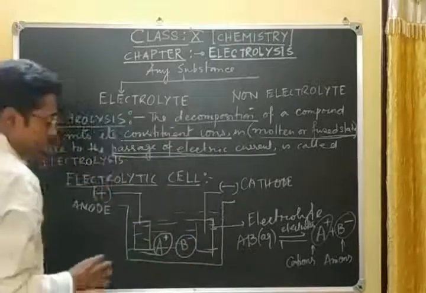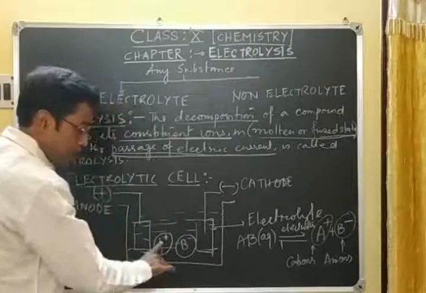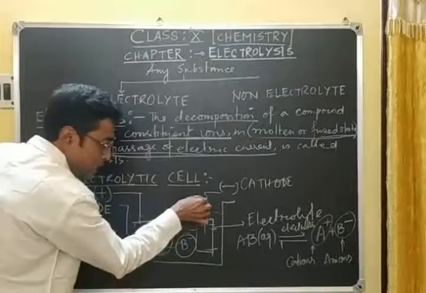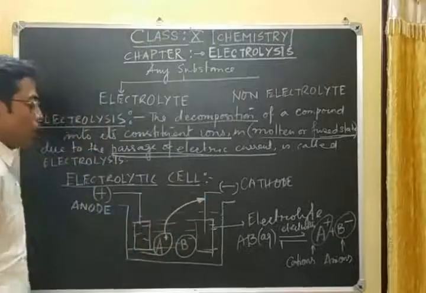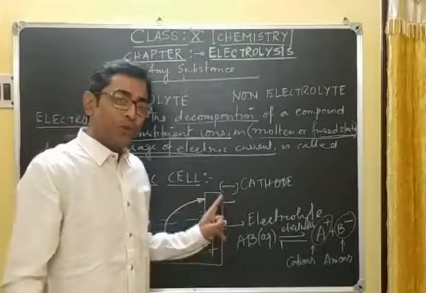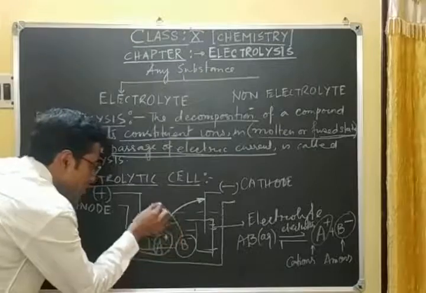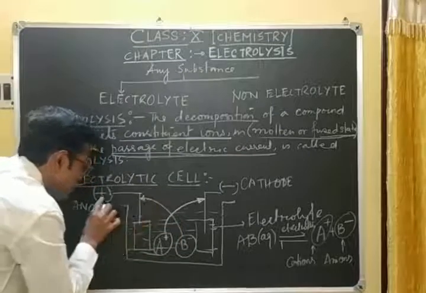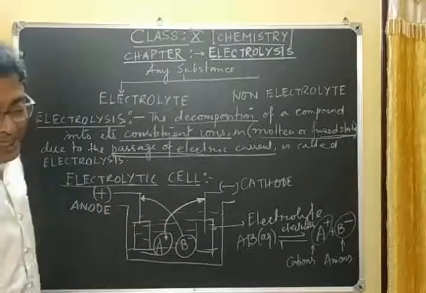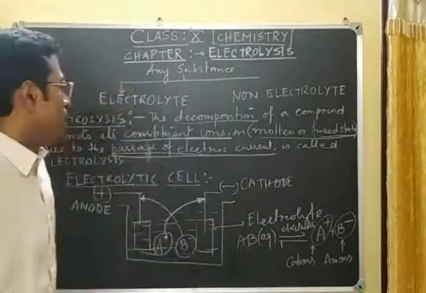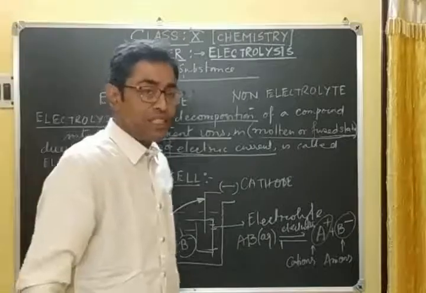So this cation, the positive ion, always goes to the negative terminal due to electrostatic force of attraction. So cation always goes to the cathode and anion always goes to the anode, which is the positive terminal. So this is as simple as that. So first of all, we are introducing this chapter.